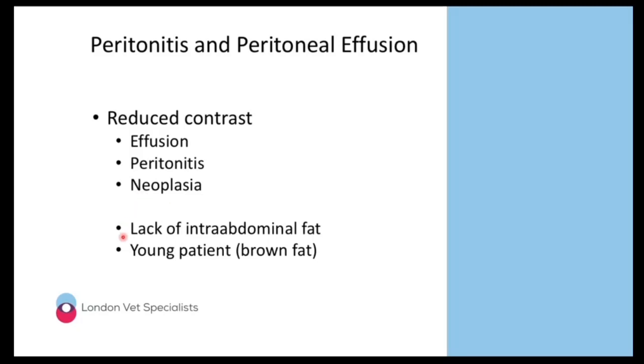You can sometimes see this in very thin dogs. So if a dog or a cat has very little intra-abdominal fat, then that can result in a loss of peritoneal serosal detail, or in a very young patient. So young patients have a lot of brown fat within their abdomen, which has a different density to normal fat, and as a result of that, they have very poor peritoneal serosal detail, even if they're normal and there's nothing to worry about in that abdomen. So very thin patients, very young patients are going to have poor peritoneal serosal detail.